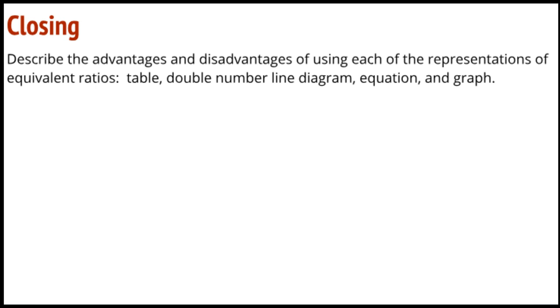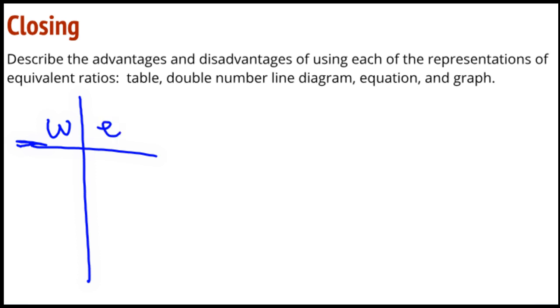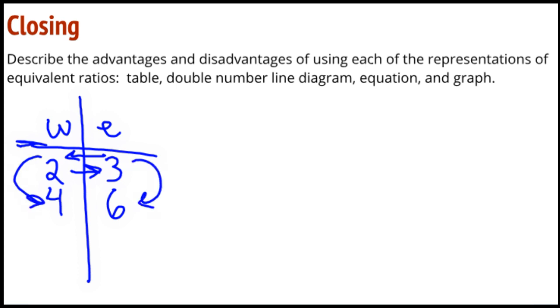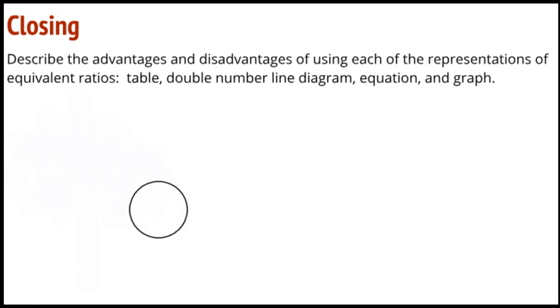All right, so advantages and disadvantages of using each of the representations of equivalent ratios. So tables are very nice. They allow us to see multiple representations and look for patterns. So the water and the eggs. We can start to look for patterns going from the water to the eggs, from the eggs to the water. We can see patterns going down the table. We can see patterns going up the table. So the table is really powerful for being able to see relationships between different values within the equivalent ratio set.